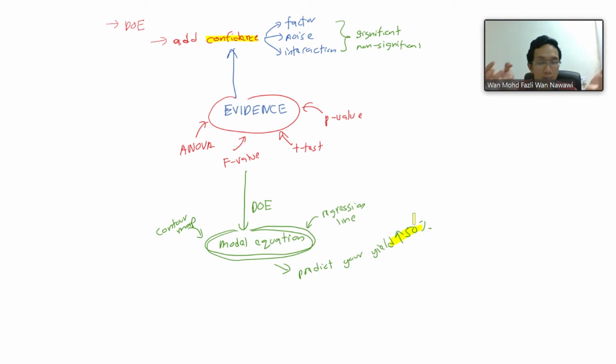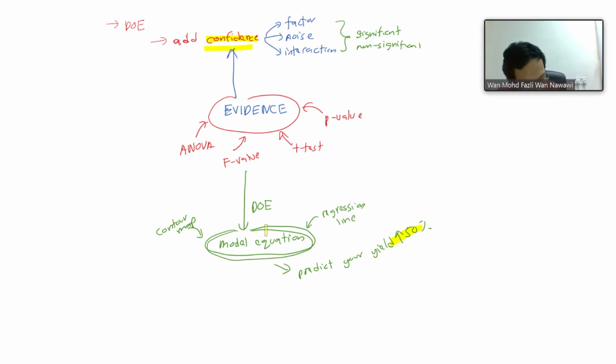I mean, DOE uses statistics to add confidence, to make you confident that this is significant or not significant. In order to be confident here, you need to bring the evidence, and statistics bring the evidence by means of p-value, t-test, f-value, ANOVA, and many more. This is just part of the analysis. And once there is evidence, the statistical software can combine all this evidence in such a way that you can create the model equation.